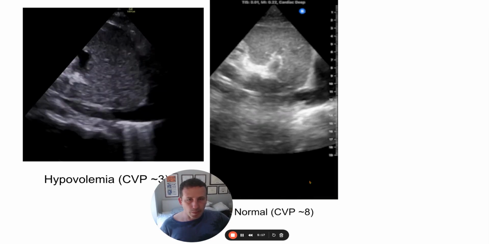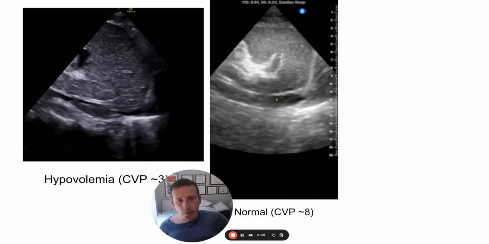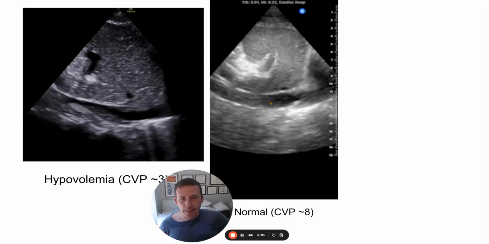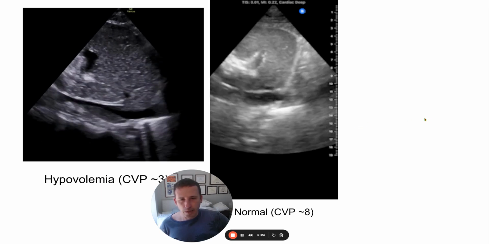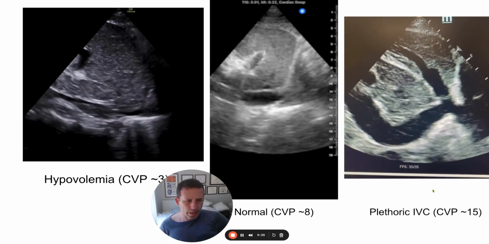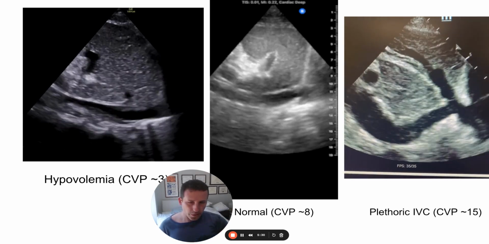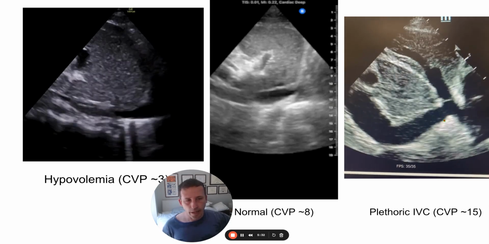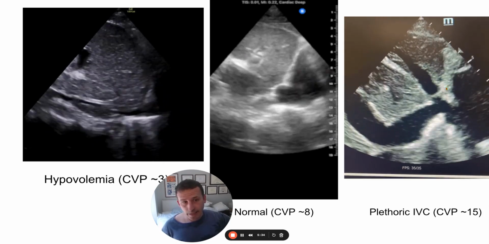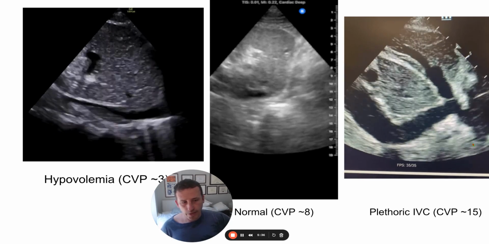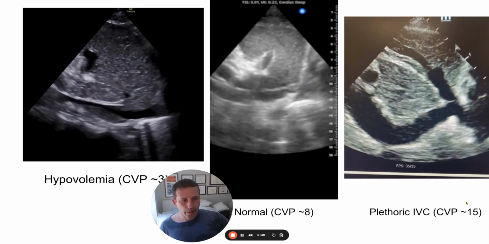In our normal CVP state, we've got less than 2 centimeter IVC, and it's collapsing about 50% with each in-breath. And then when the IVC is plethoric like this and totally distended, not really variable with inspiration, and you even see the hepatic vein in this image really distended, that tells you that the CVP is pretty high.